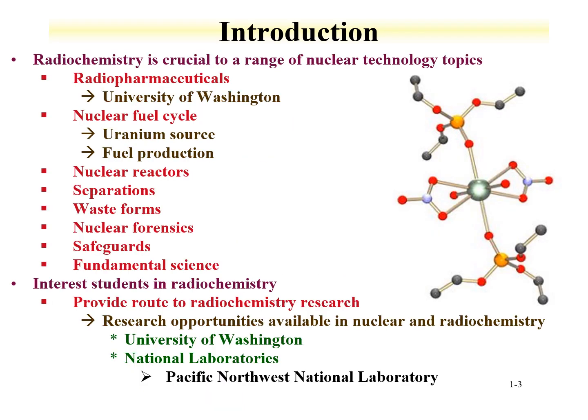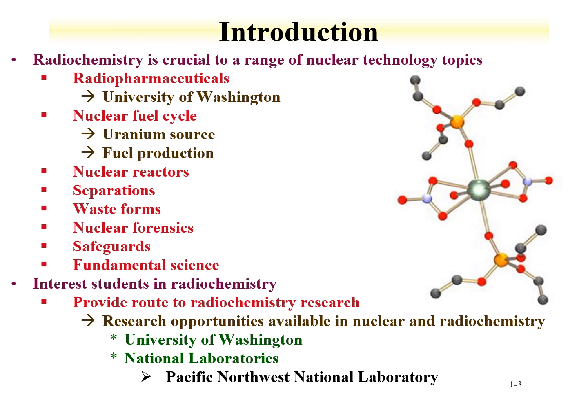As one would imagine, radiochemistry is central to a range of topics within nuclear technology. A number of these topics are shown here. This course will emphasize radiopharmaceuticals and the work that is conducted in this area at the University of Washington. We will also discuss the nuclear fuel cycle, which includes separations of uranium as a source of nuclear fuel, the production of the nuclear fuel from that uranium, and the reactors that are involved in energy production.